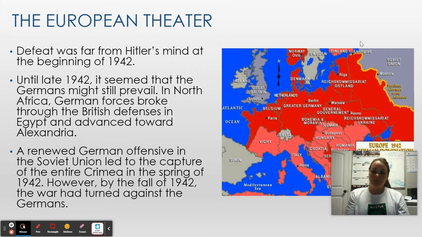So, by the beginning of 41, Hitler realizes that he's kind of in it for the long haul, more so on the Eastern Front with the Soviet Union than he had hoped. But he's still pretty dominant, dominating all throughout the year of 41, and into even 42.